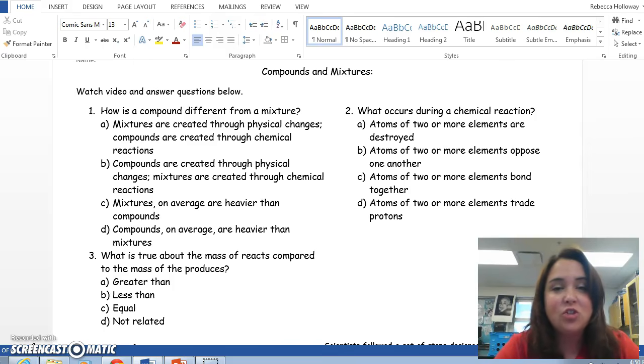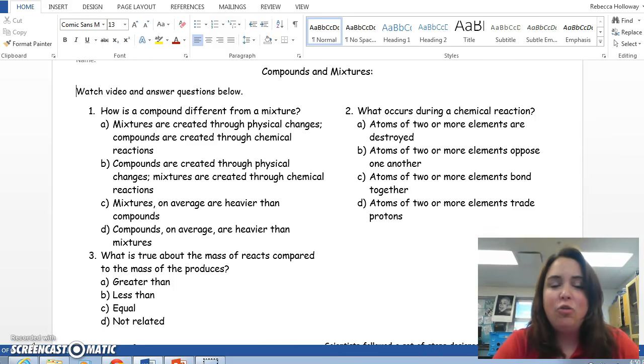The bond is so strong, you can't separate them. A mixture is actually two or more substances that are, for lack of better words, mixed together. Physical forces are just there, but they definitely can be pulled apart.